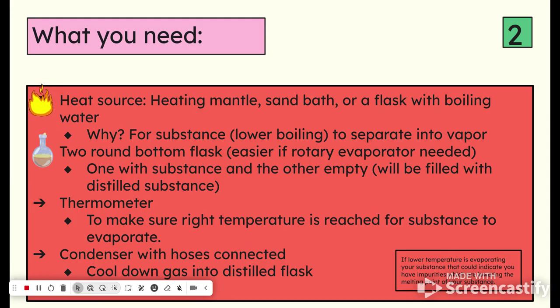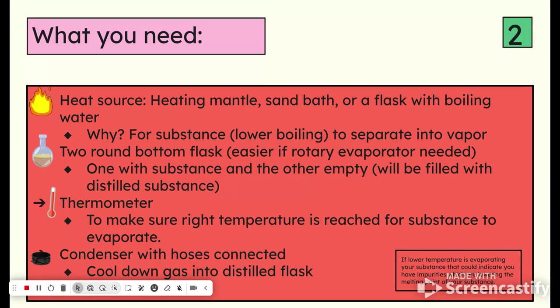It's also important to have a thermometer to make sure the right temperature is reached for the substance to evaporate. For example, if there's a lower temperature but your substance is starting to evaporate, that could indicate that you have impurities already. So that's something that you could watch out for in case you're starting to doubt when it should start to induce a vapor.